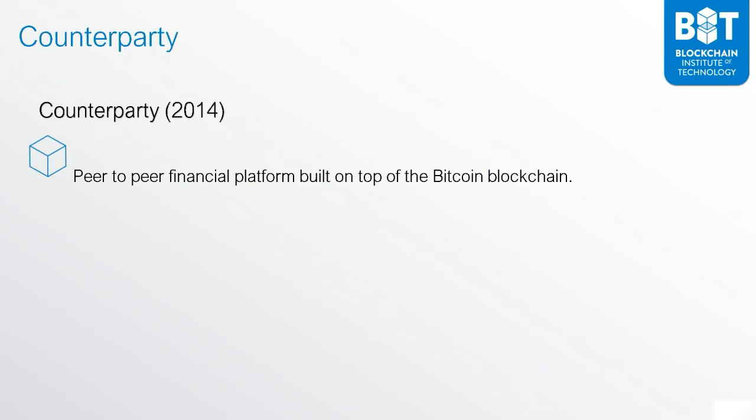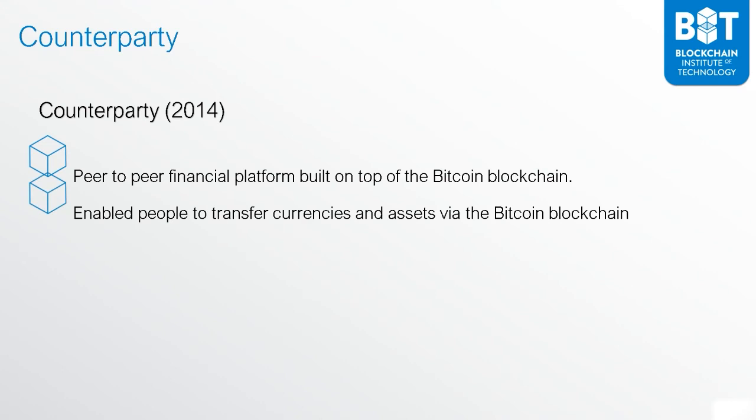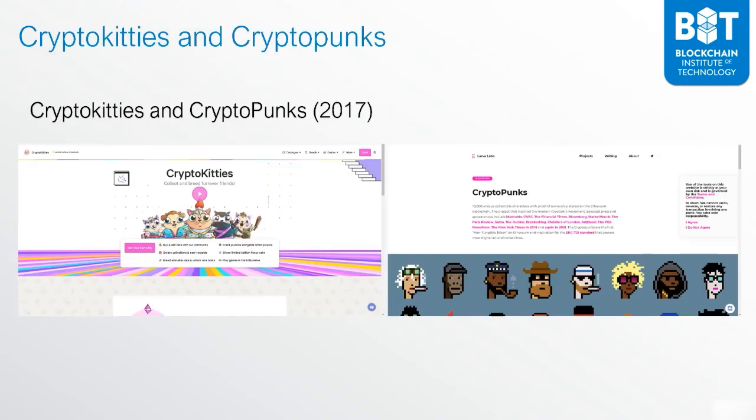What it enabled, the vision, was a peer-to-peer financial platform built on top of the Bitcoin blockchain. This enabled people to transfer currencies and assets via the Bitcoin blockchain. Again, we're leveraging the Bitcoin blockchain because Bitcoin started it all, and Bitcoin was the first decentralized cryptocurrency. And just like colored coins leveraged the Bitcoin blockchain, Counterparty leveraged the Bitcoin blockchain. It is famous for trading collectible rare Pepe memes. I spoke to you about the Homer Pepe that was actually using Counterparty.